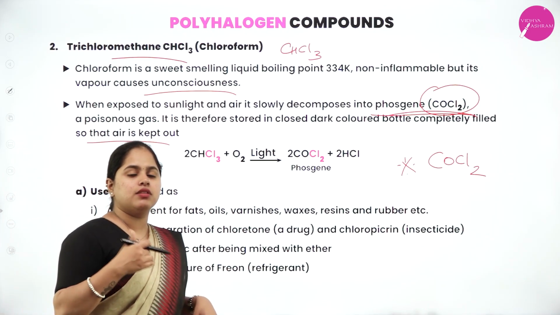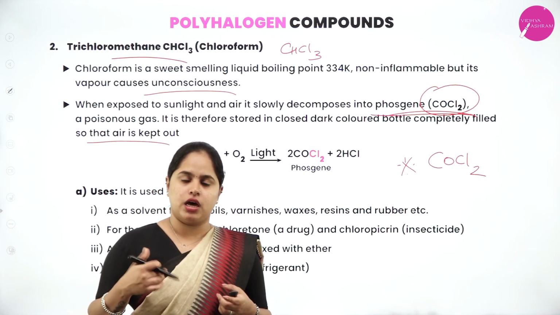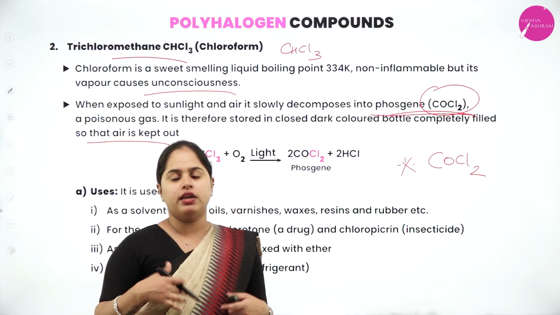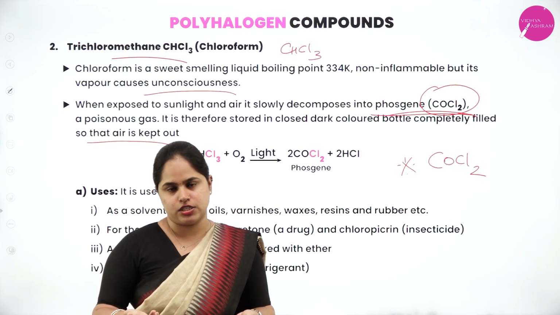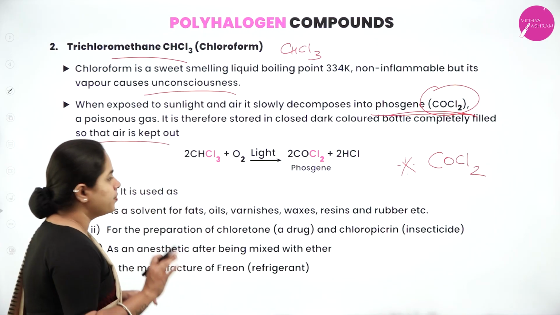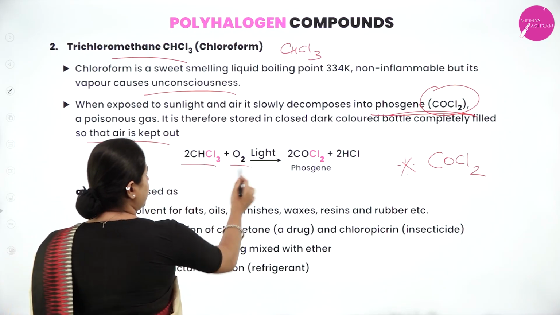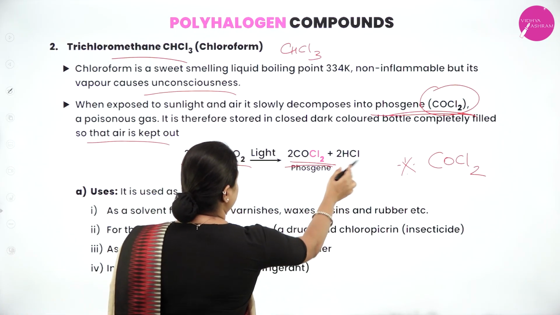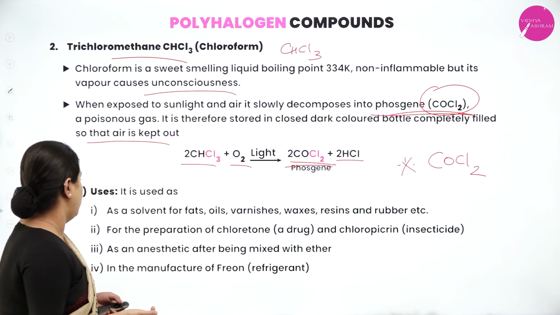That is the same reason why it is not used as an anesthetic in our body, because it will form this poisonous gas in our body, which in certain cases causes death as well. So that is why chloroform is not used as an anesthetic in hospitals, right? In the presence of sunlight and oxygen, chloroform forms phosgene, COCl2, and HCl. So that is why it is not used.